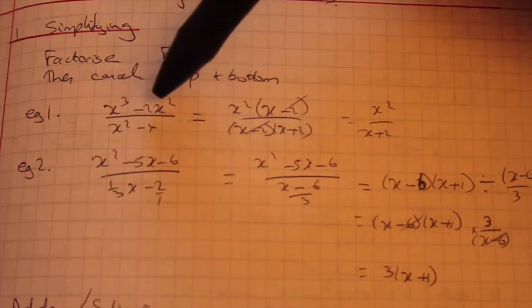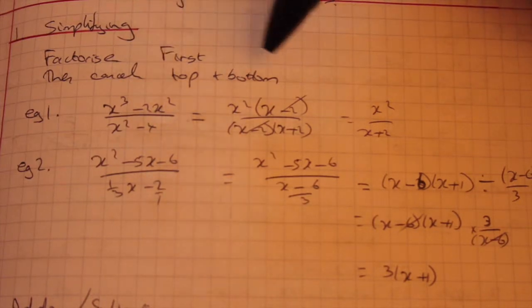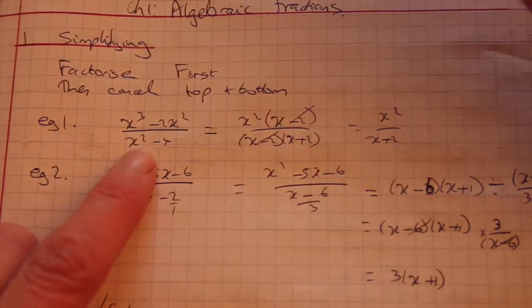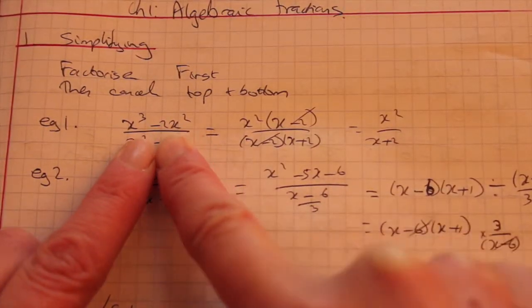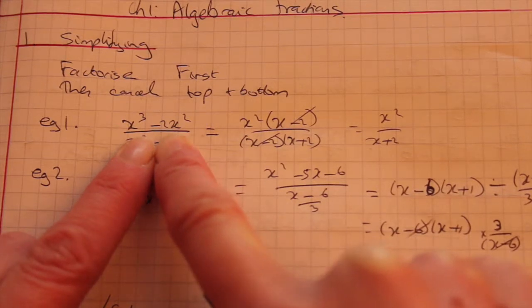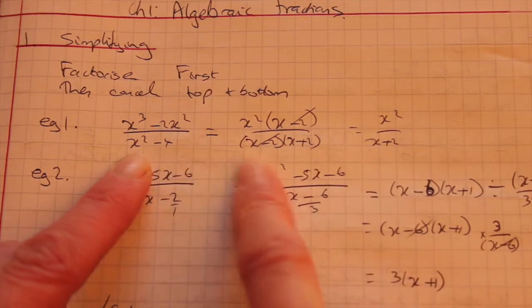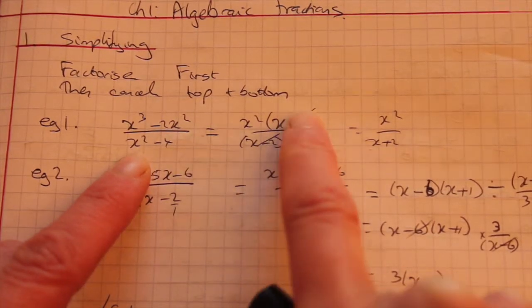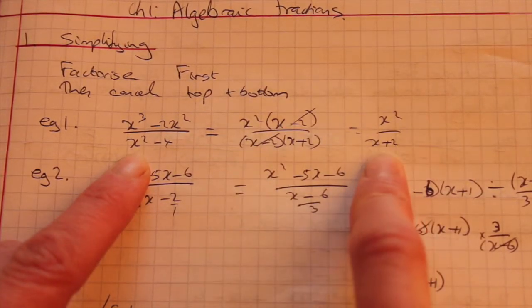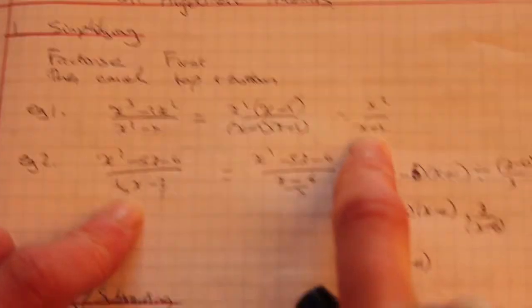When you're simplifying, after you have factorised, you want to try to cancel top and bottom if you can. This example has no common numbers, but x squared is common. Bring x squared out, leaves you with x minus 2. Bottom line is difference of 2 squares, x minus 2, x plus 2. They cancel off, giving you x squared over x plus 2.